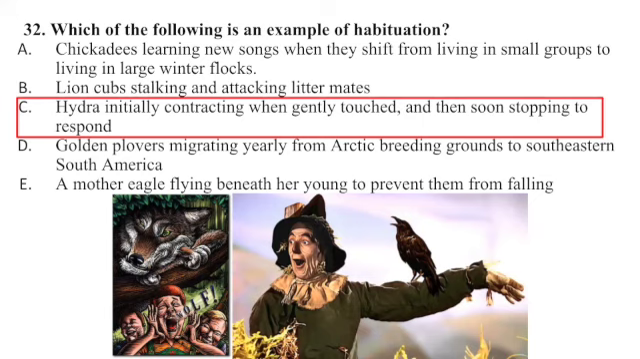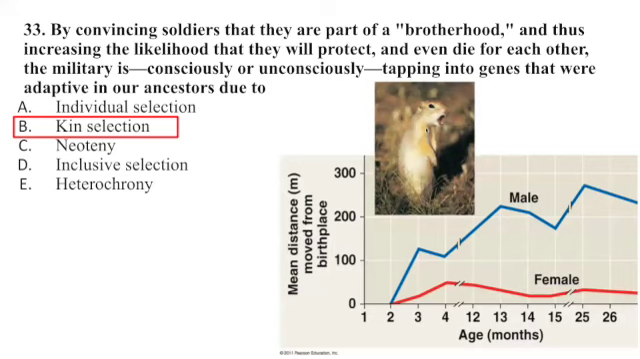B is incorrect because it's agonistic behavior, and that's a type of innate behavior. It's social behavior related to fighting. D is incorrect because it's an example of migratory behavior. And E is incorrect because the behavior is an example of a fixed action pattern, right, which we just had an example of before. So it's unchangeable, and once it's initiated, it is carried to completion. So C, hydra initially contracting when gently touched and then soon stopping to respond, is our correct answer.